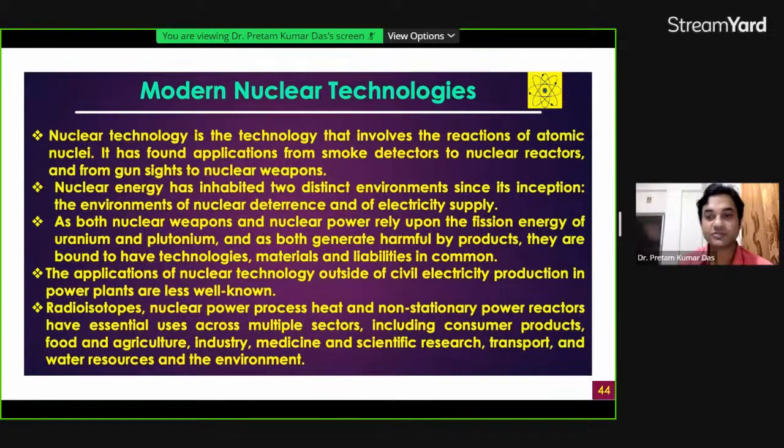The applications of nuclear technology outside civil electricity production in power plants are less well known. We can also use this in medicine, in agriculture, in industry, in scientific research, transport, and others also.